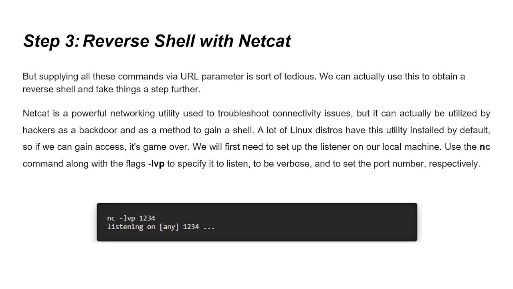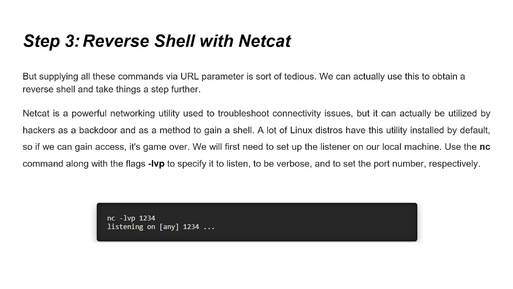Netcat is a powerful networking utility used to troubleshoot connectivity issues, but it can actually be utilized by hackers as a backdoor and as a method to gain a shell. A lot of Linux distros have this utility installed by default, so if we can gain access, it's game over. We will first need to set up the listener on our local machine.